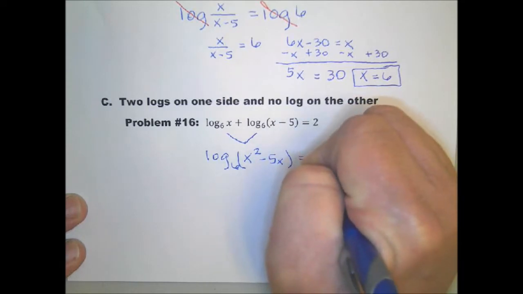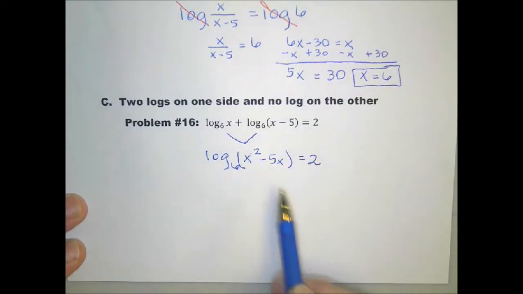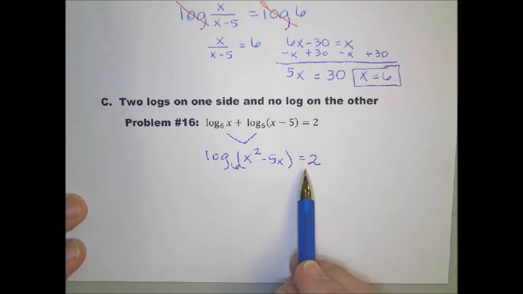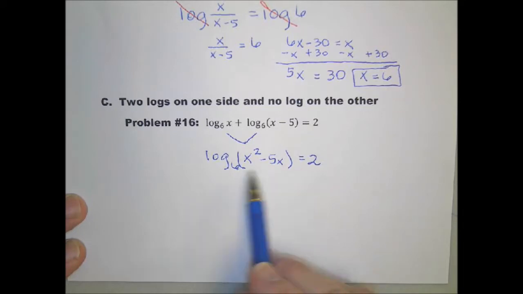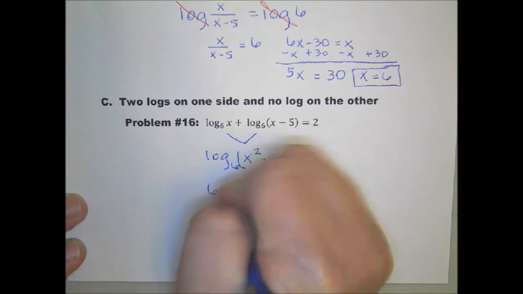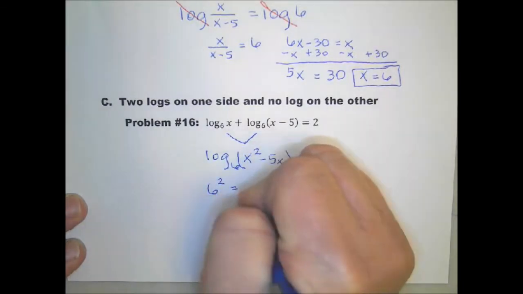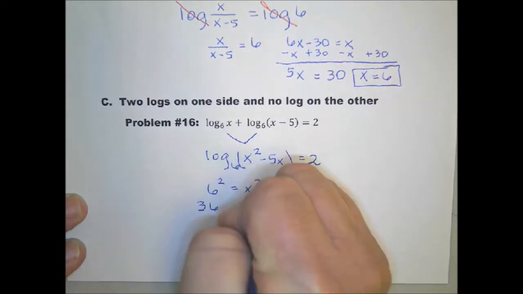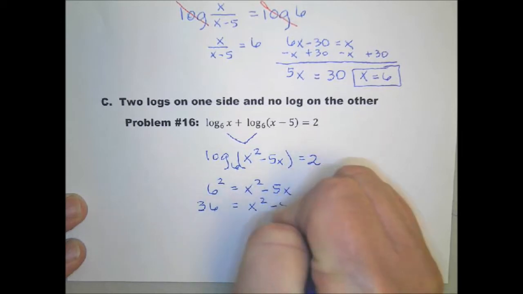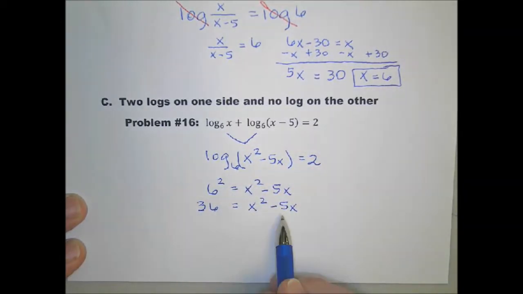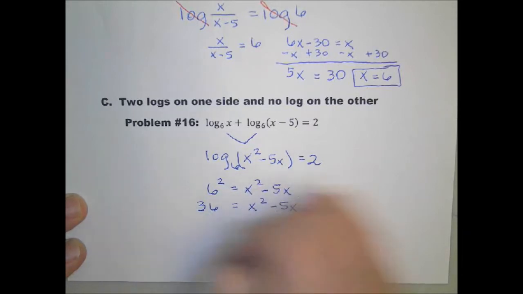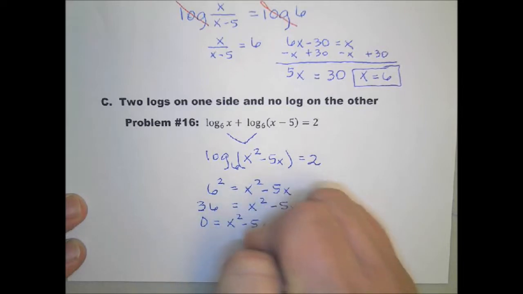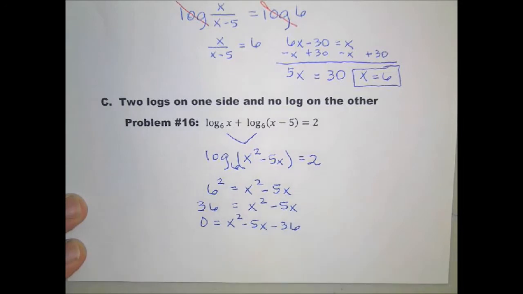equals 2. Now, since I'm at a point now where one side is logged but the other side isn't, that's going to force me to go into exponential form to solve the rest of the equation. So 6 squared equals x squared minus 5x. So 36 equals x squared minus 5x. It's a quadratic, so we're going to set it equal to 0 by moving the 36 over to the other side. 0 equals x squared minus 5x minus 36.